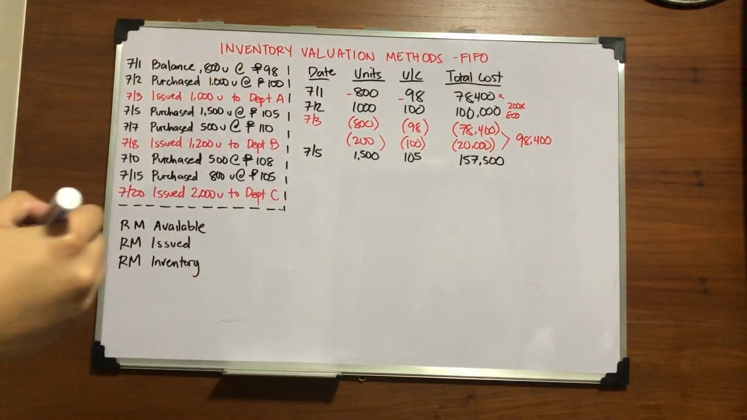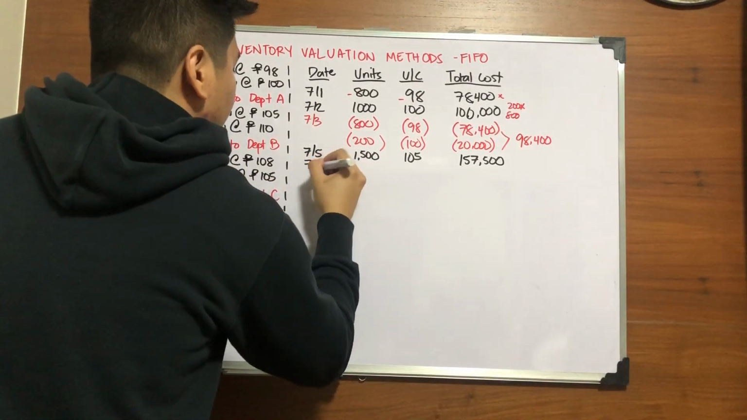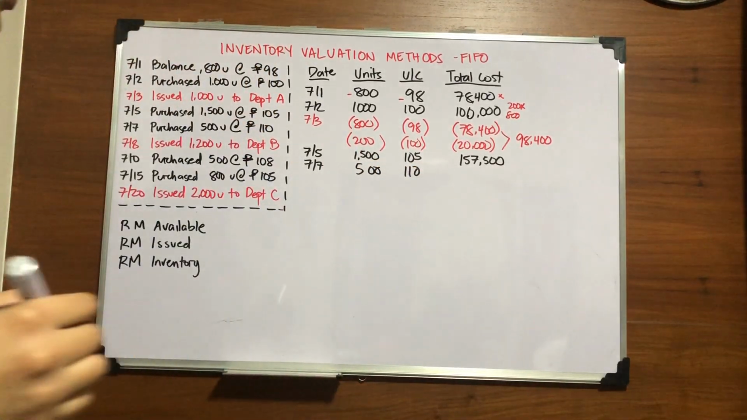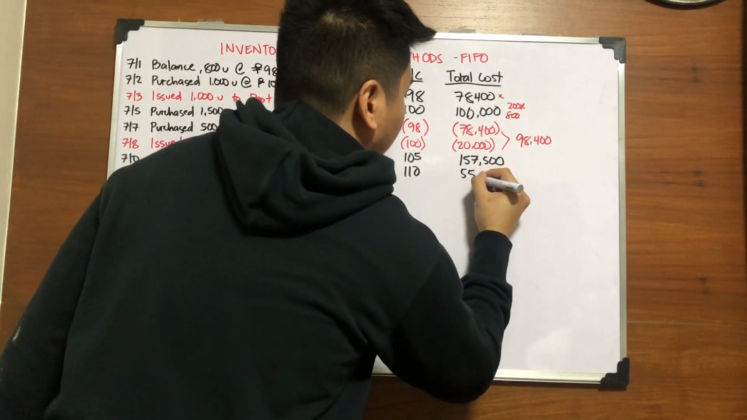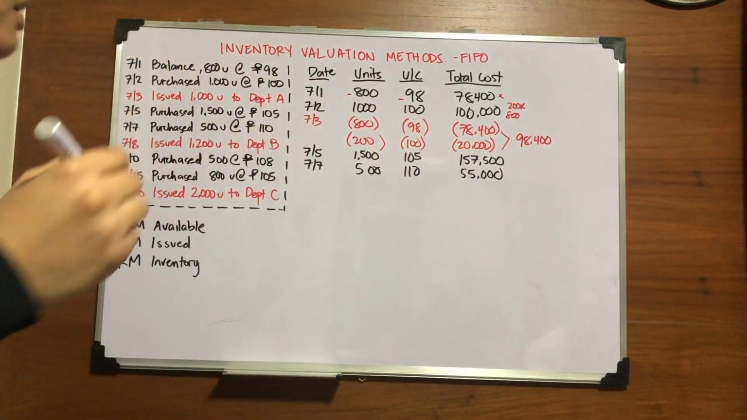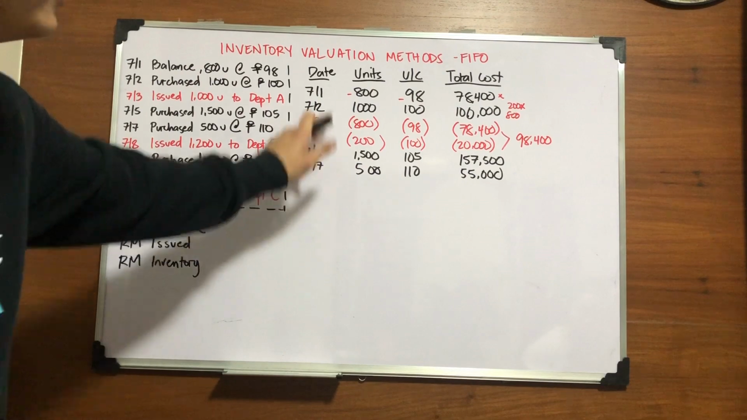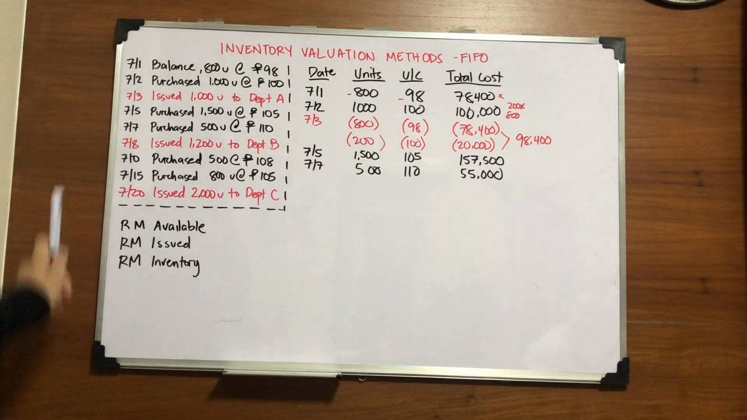So the next transaction, again a purchase transaction, is for 500 units at 110 per unit. That would give me 500 times 110, which is 55,000. So at this point, we have a total of 1,500 plus 500 plus 800, so we have 2,800 raw materials inventory.